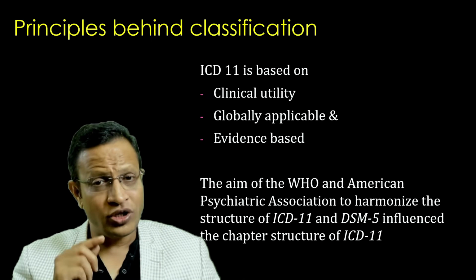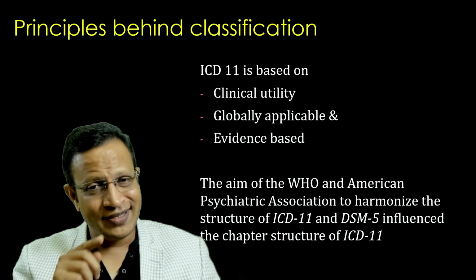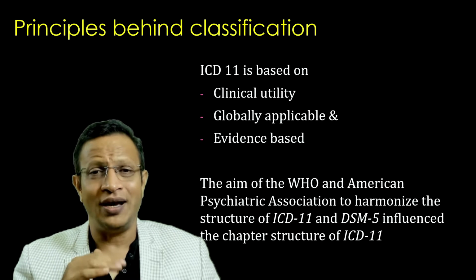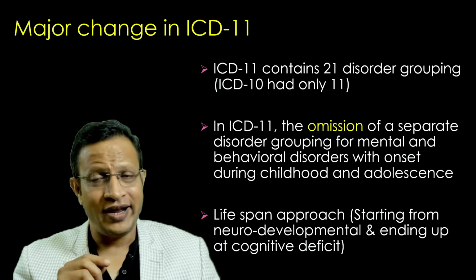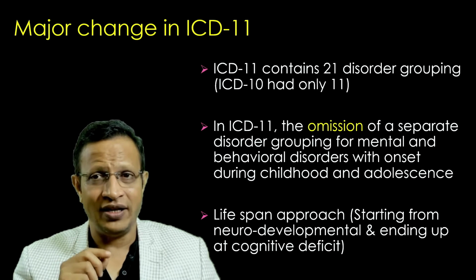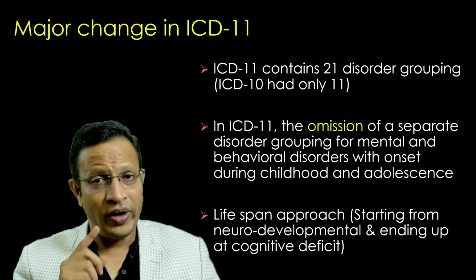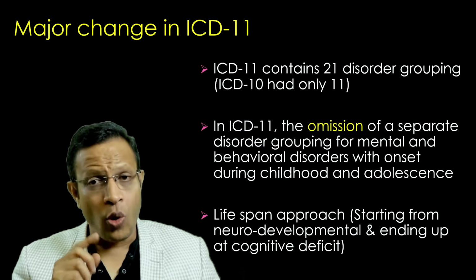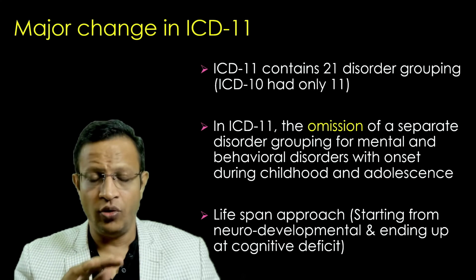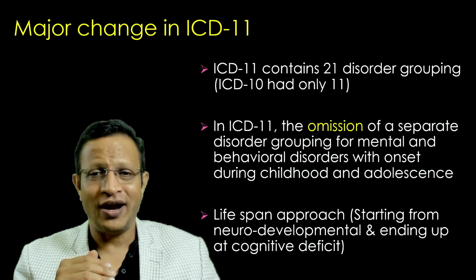When it was planned, they also kept in mind that the WHO, the World Health Organization, and the American Psychiatric Association wanted to harmonize ICD-11 and DSM-5, so that any changes would be minor and in harmony with regard to the classification system. Along with this, ICD-11 has 21 subgroups of classification, whereas ICD-10 has only 11. That means ICD-11 now has 10 more chapters. ICD-11 has omitted a separate subcategory for child and adolescent disorders, which was there in ICD-10. They have taken a lifespan approach. That means it starts with neurodevelopmental disorders and ends with cognitive deficit.